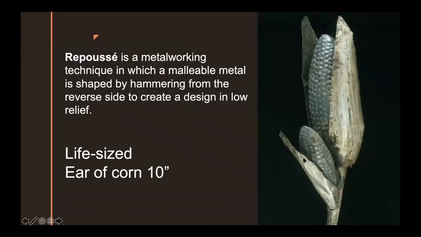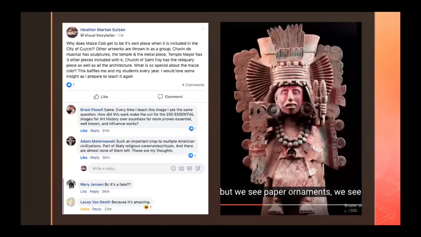And then the vocabulary we need to know here is repoussé. So there was a test question one year, and it had the maize cob, and it just asked about the technique. So repoussé is basically when you have sheets of metal, which is how this would have been made, and then you're hammering into the sheet of metal to create a relief on the other side. So repoussé is a metalworking technique in which a malleable metal is shaped by hammering from the reverse side to create design in low relief. So that's how this is made. This is life size with the stalk. So the ear of corn itself would have been about 10 inches.